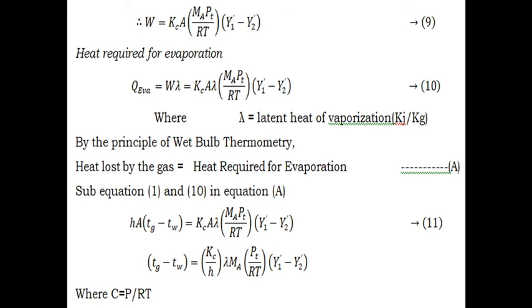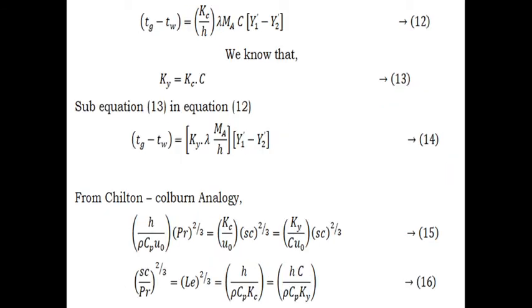h by A comes to this side, and the A's are cancelled. Finally, Kc by h into lambda Ma into P by RT into (y1' minus y2'). Here c is equal to P by RT. So Tg minus Tw is equal to Kc by h into lambda Ma c into (y1' minus y2'). This is the 12th expression after substituting c equal to P by RT. We know the mass transfer coefficient relation: Ky is equal to Kc into c. This is the 13th expression.